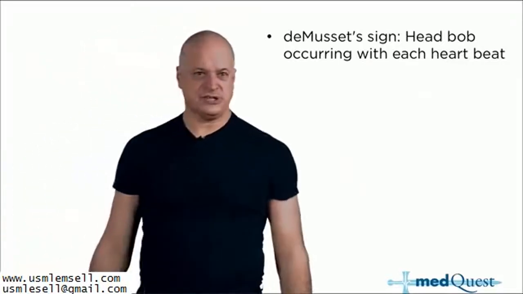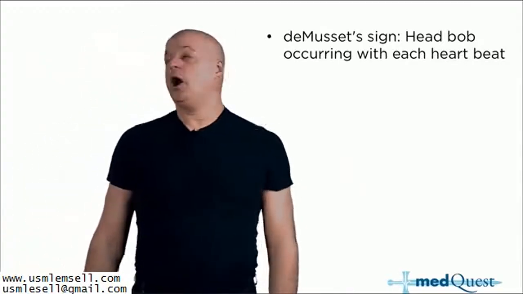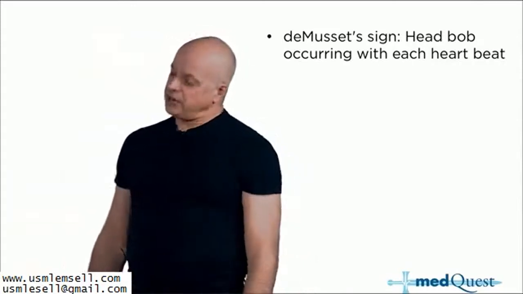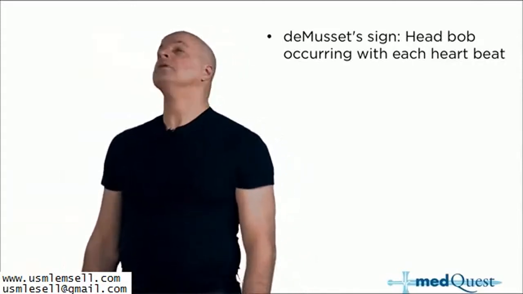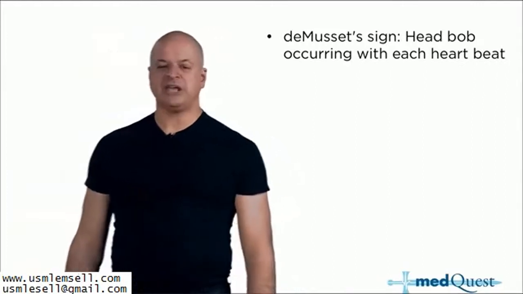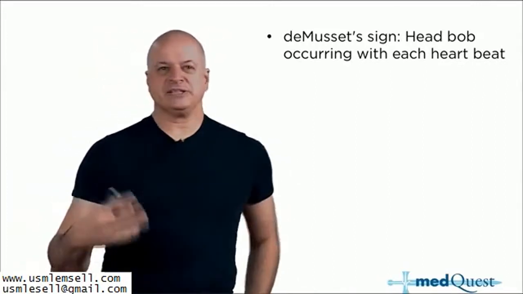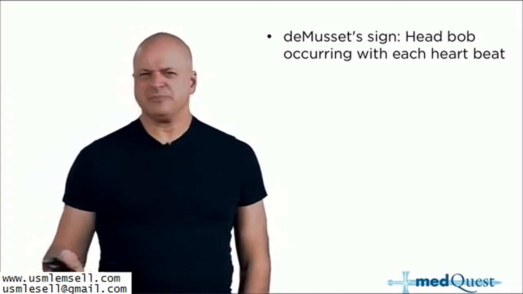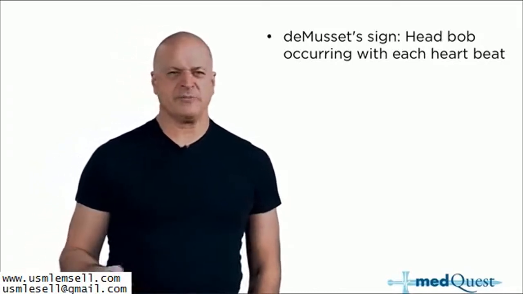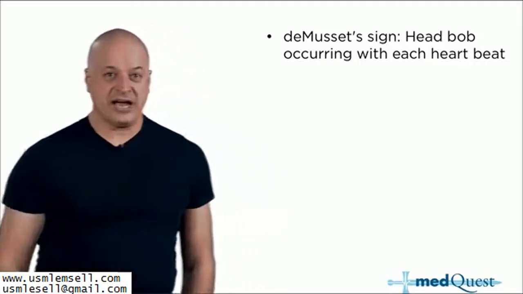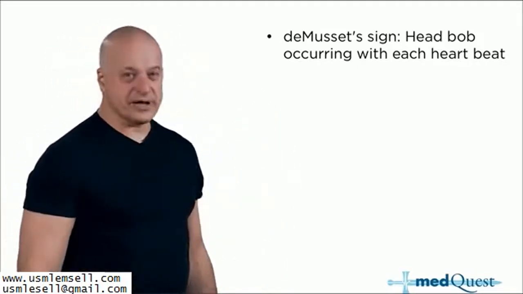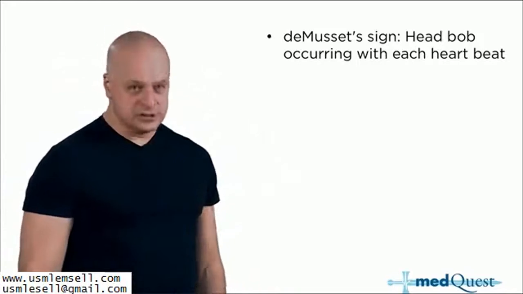What it must be like to be De Musset? What did you do? I got my name on a sign that's head bobbing. De Musset actually was a 19th century French playwright and poet who had aortic regurgitation. It's not a doctor. It's named after a guy who actually had it. And it's the head bobbing that goes with the high bounding pulse.